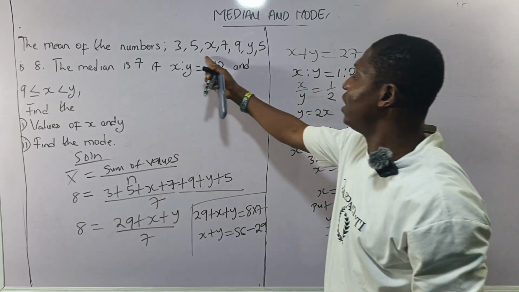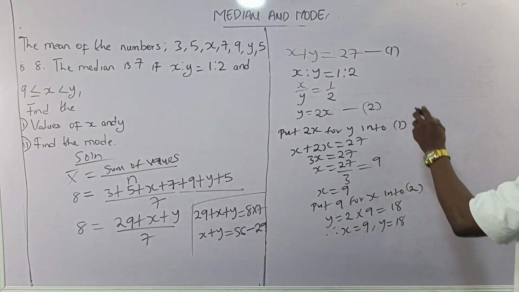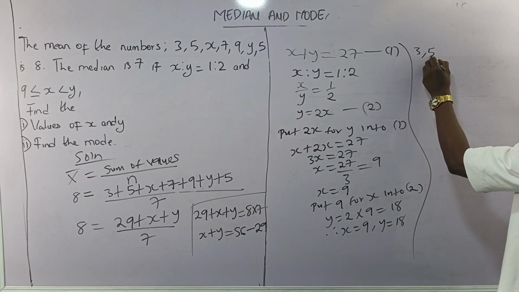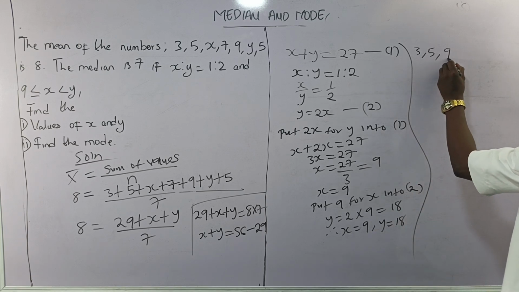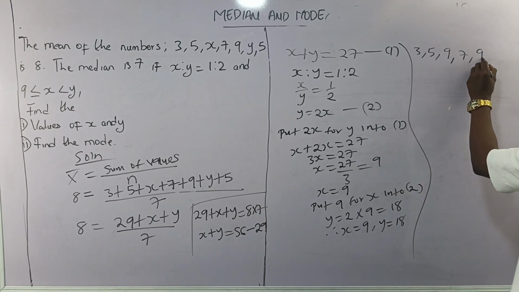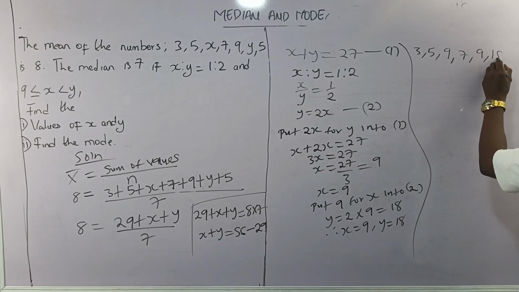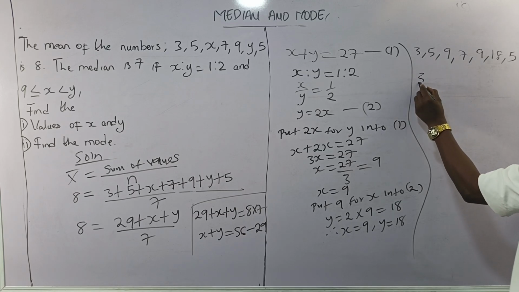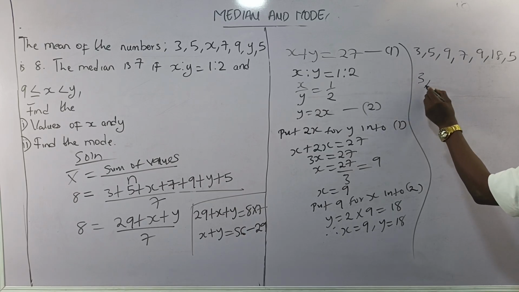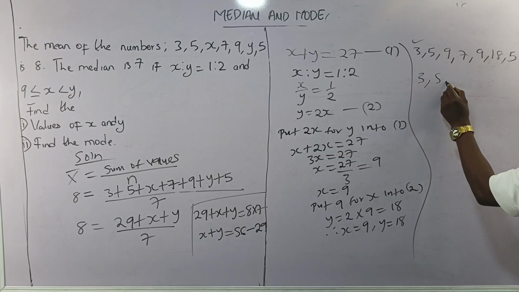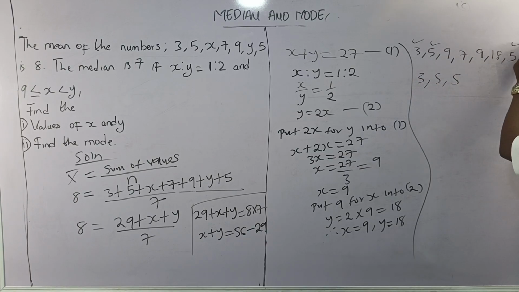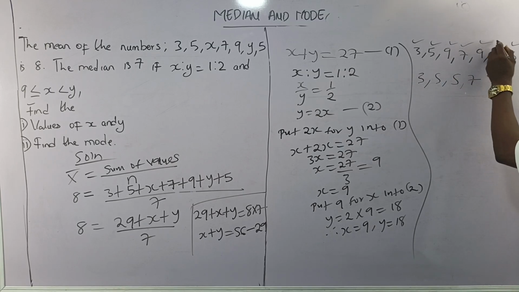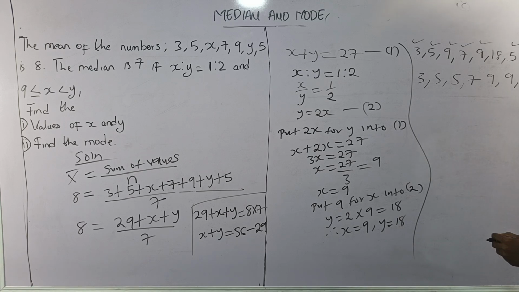We can therefore put the values here and see how we can arrange it. So we have 3, 5, the value of x is 9, so I'll put my 9, 7, 9, the value of y is 18, and I'll put my 5. So I'll therefore arrange in ascending order. This will give me 3, 5, 5, 7, 9, 9, and 18. So I've arranged in ascending order.